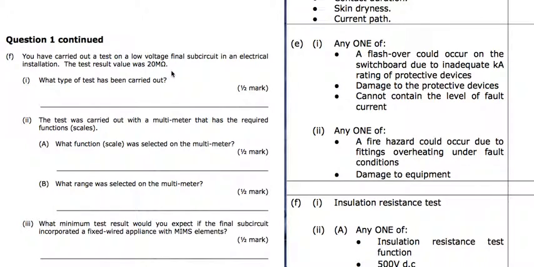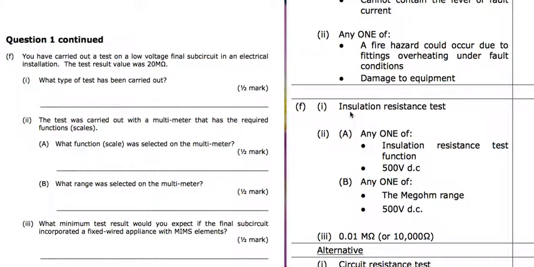We carried out a test on a low voltage final subcircuit electrical installation. The test result value was 20 mega ohms. Now, seeing 20 mega ohms, what type of test? I would say that was an insulation resistance test.